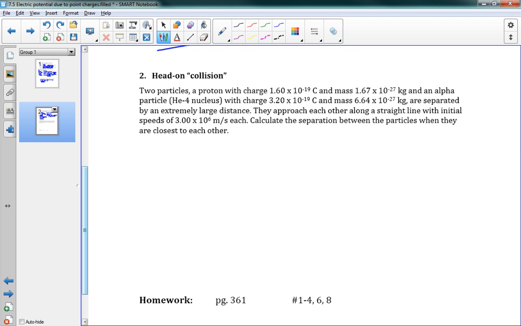They're separated by an extremely large distance. They approach each other along a straight line with initial speeds of 3 times 10 to the 6 meters per second each. And we want to calculate the separation between the particles when they're closest to each other.